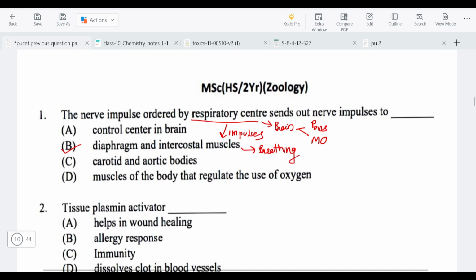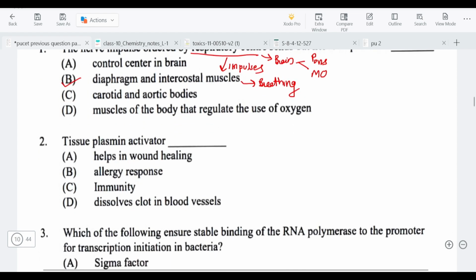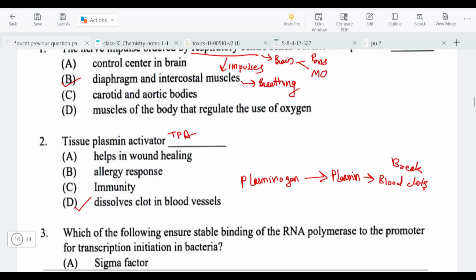Okay. Next question: tissue plasminogen activator helps in, the answer is dissolves clots in blood vessels. This tissue plasminogen activator, TPA, converts plasminogen into plasmin, which breaks down blood clots. So this TPA helps in dissolving clots in blood vessels.